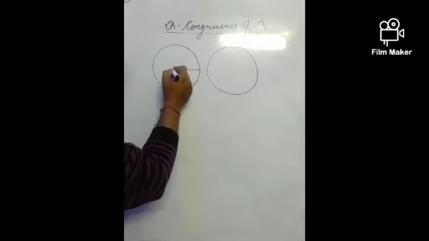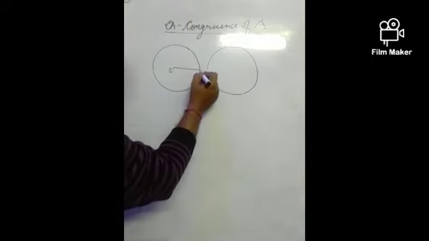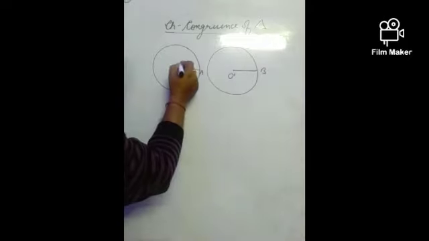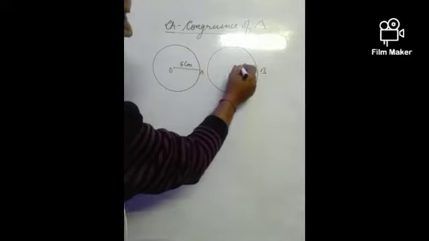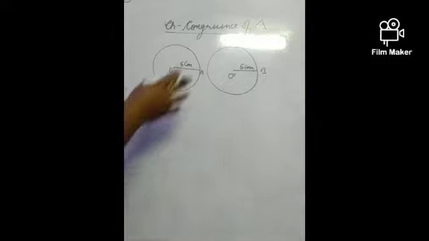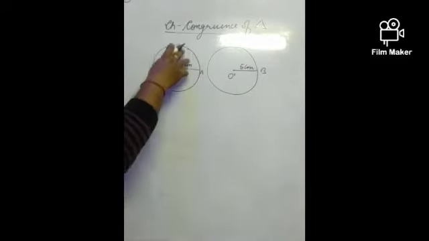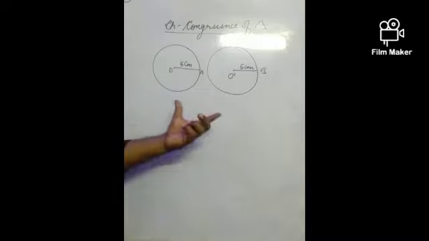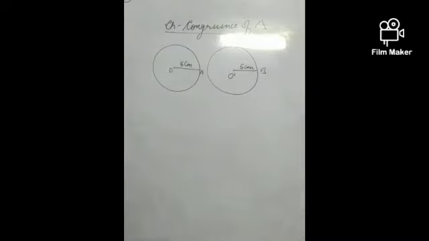So children, let this be the center O and this is A, again this is center O dash and this is B. If this is 5 centimeter, this one is also 5 centimeter. It's very clear. If you keep one circle on the other one, then they will coincide. Means after keeping one over the other, it's not easy to differentiate which one is the first and which one is the second.